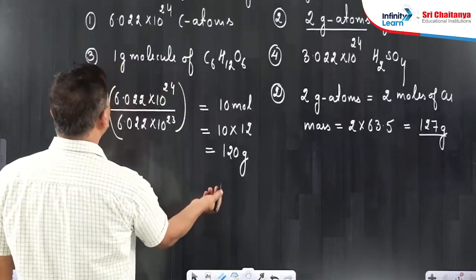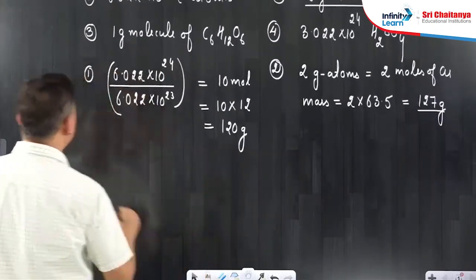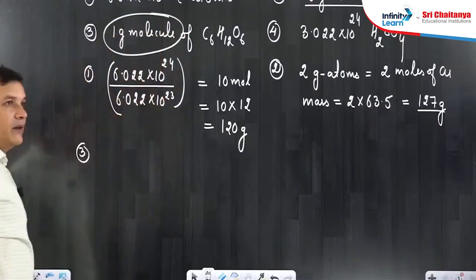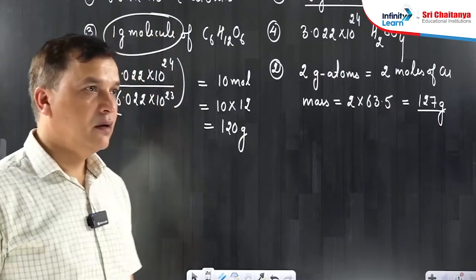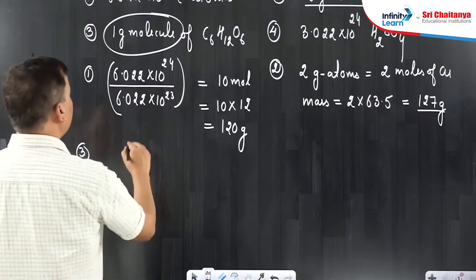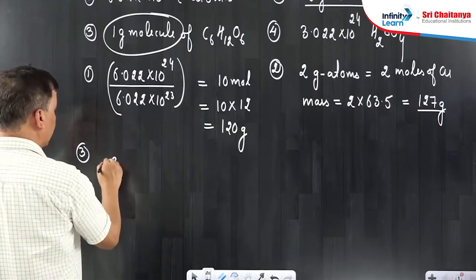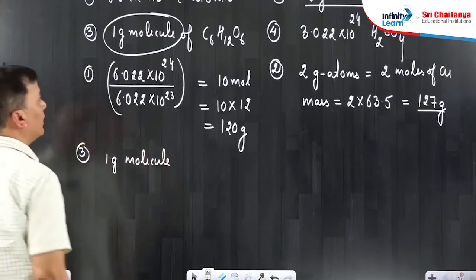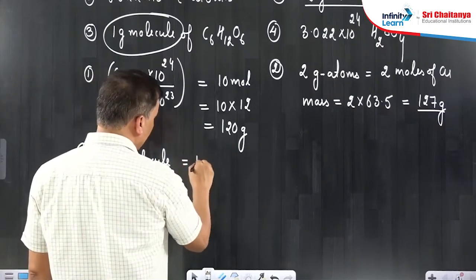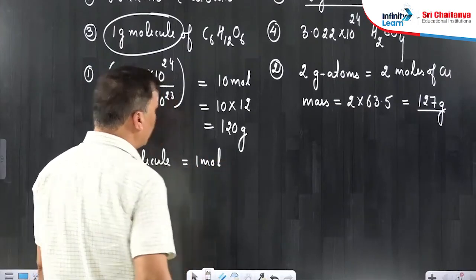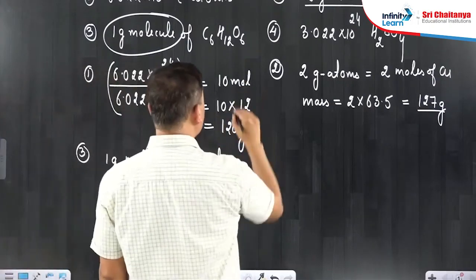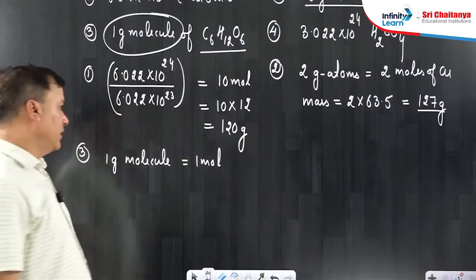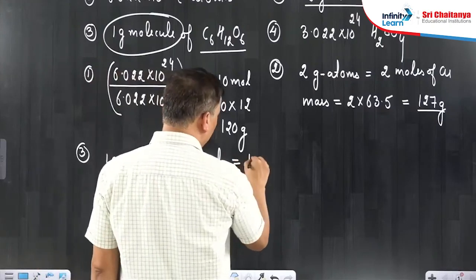Here is number 3. Please tell me, is this gram molecule a mass or number of moles? It is number of moles. What are we given? 1 gram molecule. That is equal to 1 mole. And 1 mole of glucose, the molar mass of glucose is 180, that is equal to 180 gram.